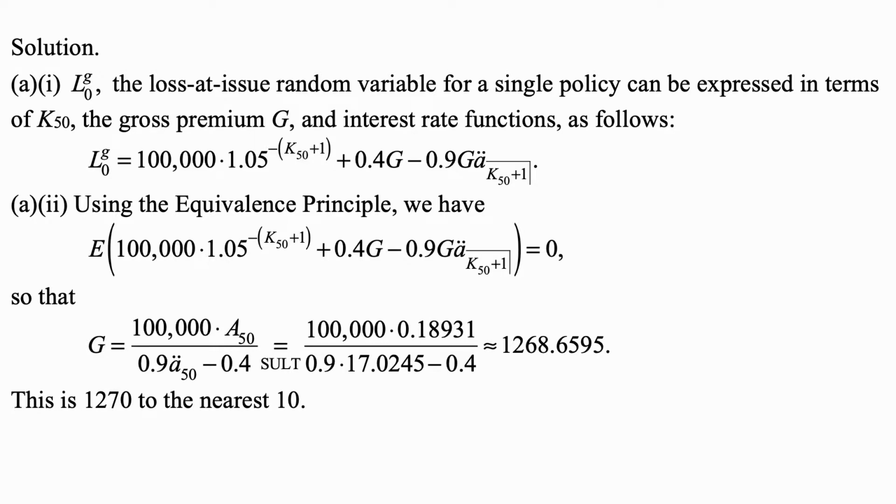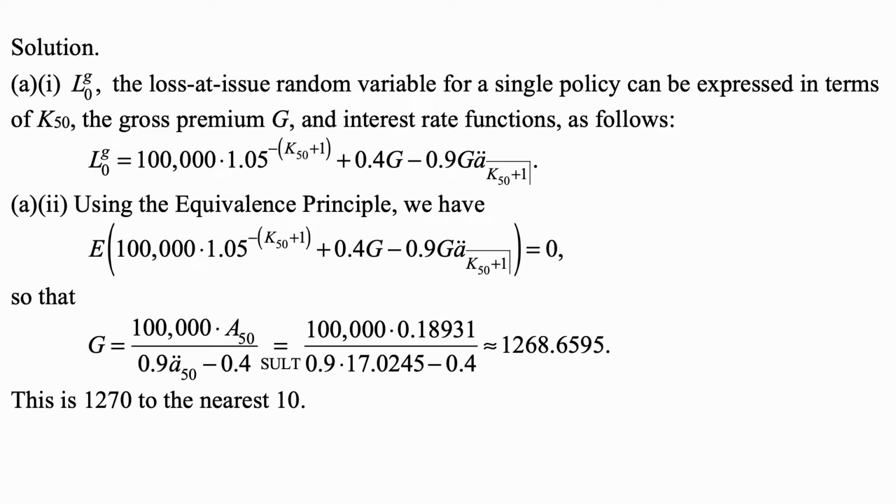For Part A, Part 1, L0G, the loss at issue random variable for a single policy, can be expressed in terms of K50, the gross premium G, and interest rate functions as follows. L0G is the present value of the death benefit, 100,000 times 1.05 to the minus K50 plus 1, plus 0.4G, that's a percentage of premium expense other than the one that is the same every year. So it's 10% every year, but additional 40% the first year. And then 90% of the premium is available to pay for everything, so minus 0.9 G A double dot K50 plus 1 in an angle, so angle K50 plus 1.